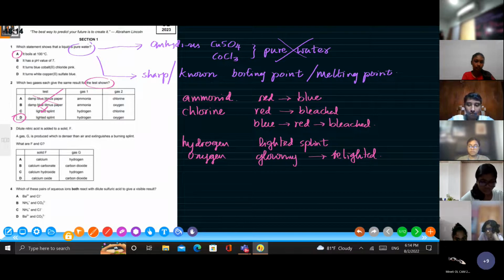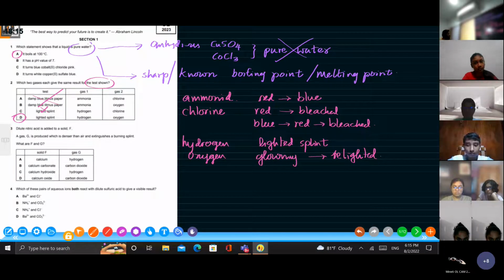Next one. You have marked B as the answer for the second. Correct, it has to be D. Dilute nitric acid added. Which two gases give the same result of the test shown? The answer is D.